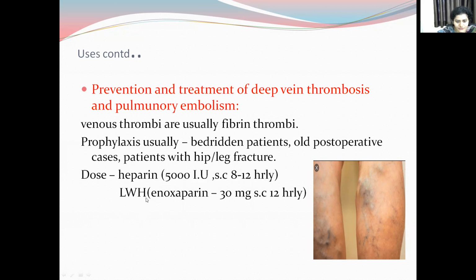A low molecular weight heparin, that is enoxaparin, is given at 30 milligrams subcutaneous 12 hourly. So the dose of heparin we start with is 5000 international units, the route is subcutaneous, and you have to give it every 8 to 12 hours. And low molecular weight heparin, enoxaparin, can be given, and the dose is 30 milligrams subcutaneous every 12 hours.